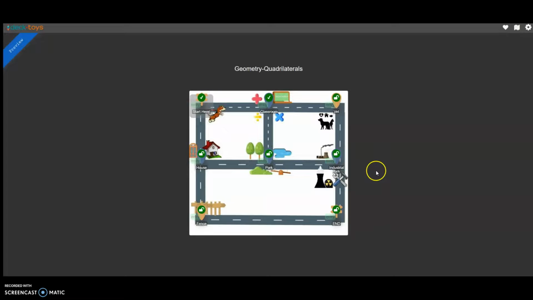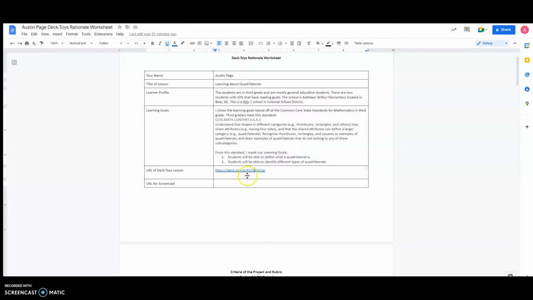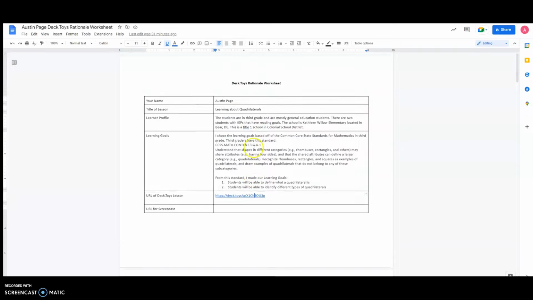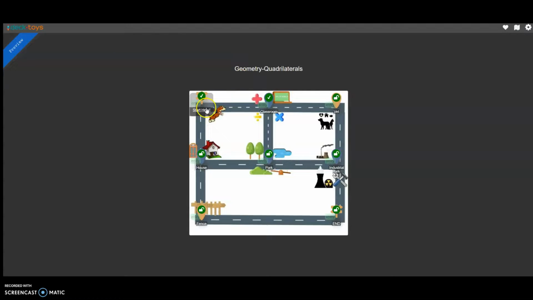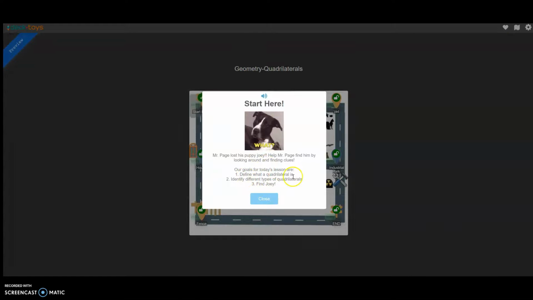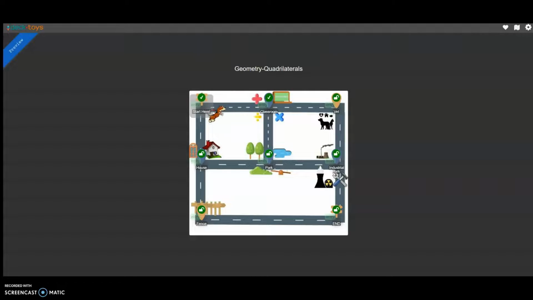All right, so I'm going to go through the rubric and explain why I think I earned the grade of A on this assignment. The learning goals are included at the very beginning of the lesson. There they are: define what a quadrilateral is, identify different types of quadrilaterals, and for the students, find Joey.